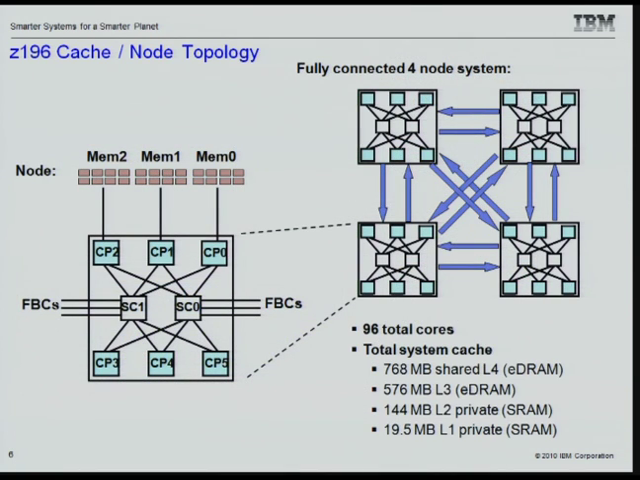Now, at the system level, we can have up to four nodes in the frame, and when we have a four-nodal system, they are fully interconnected through these fabric interfaces. The other thing to note is the total supported memory will be 3 terabytes for this large four-node system. We have a total of 96 cores and a huge amount of system cache, and you see the numbers there. Pretty impressive amounts of eDRAM, 3/4 of a gigabyte L4 and over 0.5 gigabyte of L3.